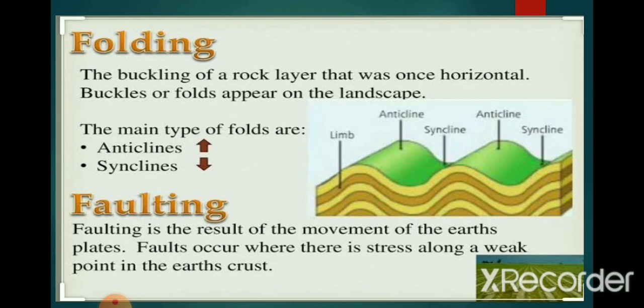First one is folding. Folding is the buckling of a rock layer that was once horizontal. Horizontal means flat. Buckles or folds appear on the landscape. So it's a flat land, like a flat plane, but due to some internal disturbance, we can call it a tectonic disturbance, something which happened beneath the earth, resulting in colliding or moving, or we can say pulling from both sides, results in the formation of some features. We call it folding.